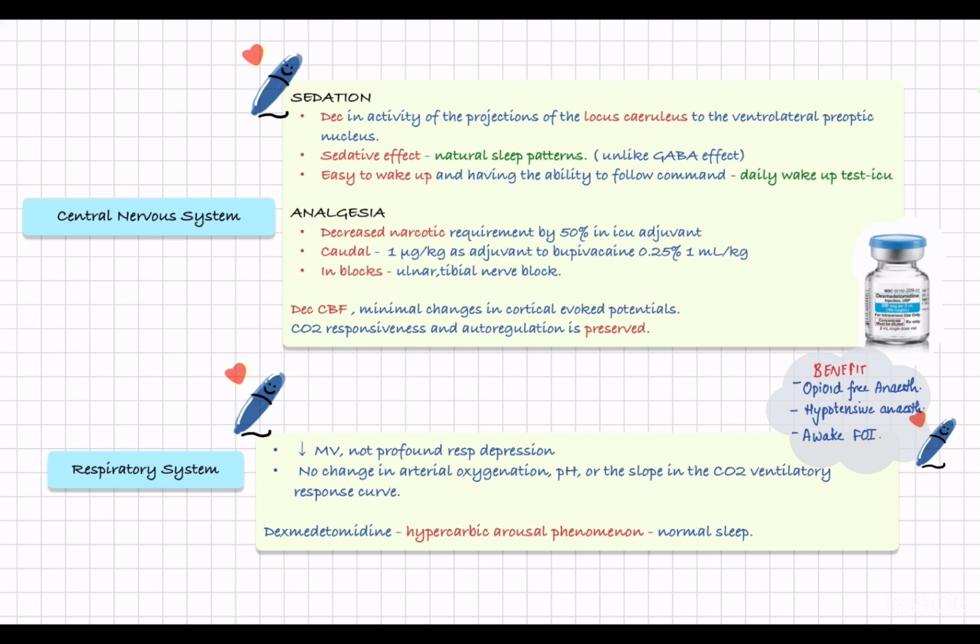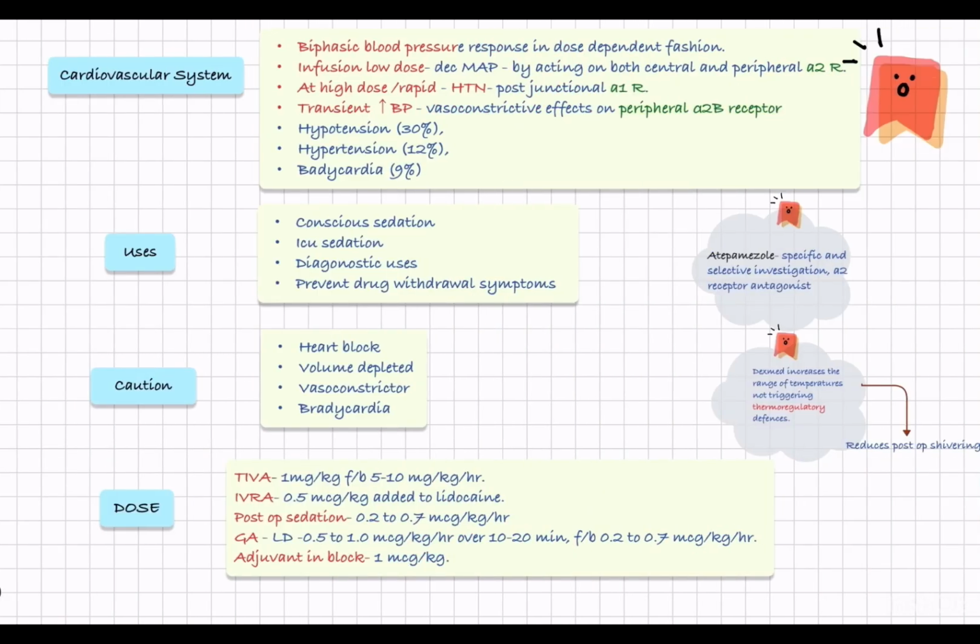So it is beneficial as it can be used in opioid free anesthesia. It can be used in hypotensive anesthesia, in which we need decreased blood pressure to decrease the blood loss, and it can be used for fiber optic intubation also. Coming to its effect on the cardiovascular system, it has a biphasic blood pressure response depending on the dose. In low dose infusions, it decreases the mean arterial pressure, and in high dose, it increases the blood pressure. And also, very important, it causes a transient increase in the blood pressure by its vasoconstrictive effect on peripheral alpha-2 receptors. Other effects, very important, are hypotension and bradycardia.